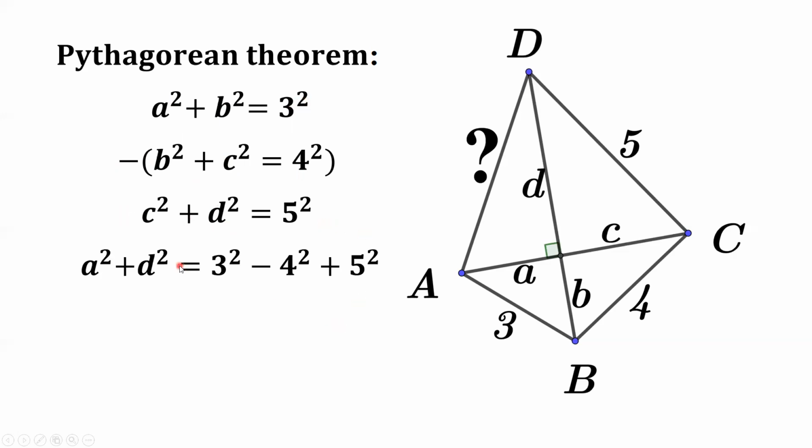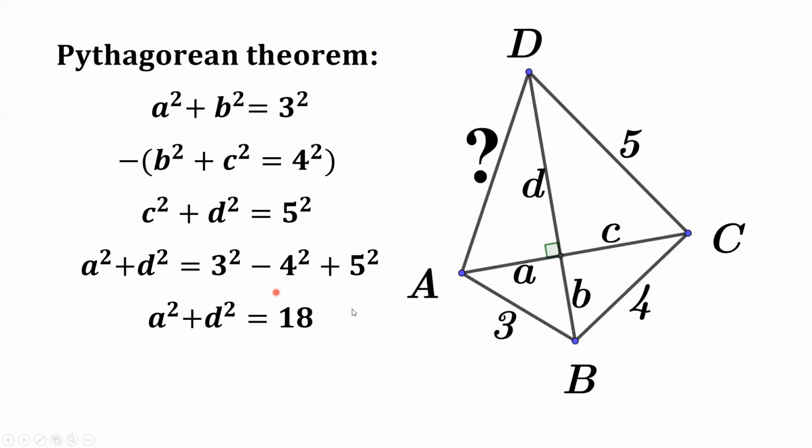Why are we doing this? Because we know the question mark here, the length of this side, equals the square root of a squared plus d squared, right? So a squared plus d squared equals the question mark squared. So we need a squared plus d squared. Simplify. a squared plus d squared equals 18. This is question mark squared.